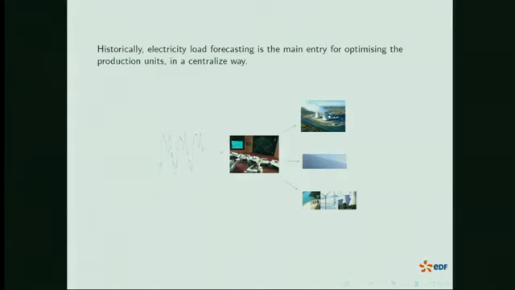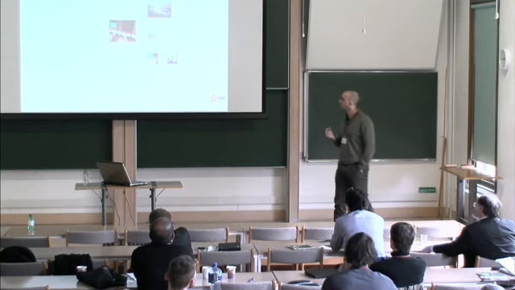Historically, electricity load forecasting in France is a main entry for a centralized optimization process. As an input of the production planning, we have the electricity load, which is then used to optimize the production. And as EDF has a very big production park, a very small improvement in electricity forecasting could reach very important profits for EDF. So this is very important.